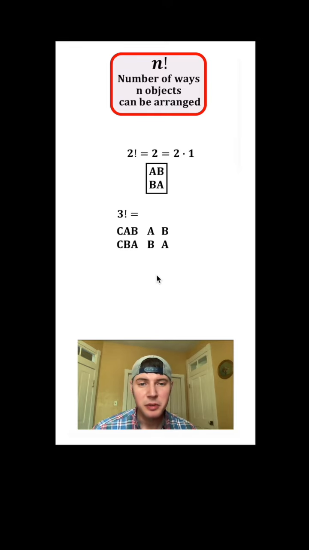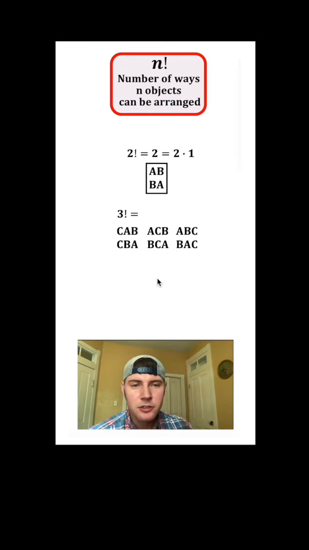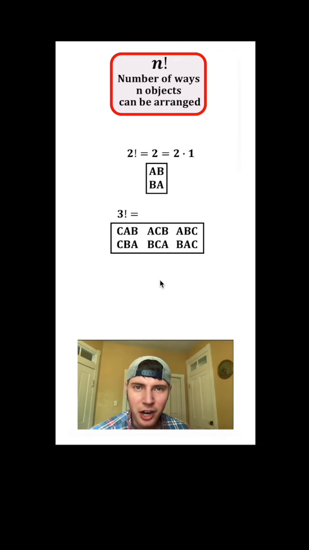So we can take our AB and our BA and copy it down here. And let's add a third letter C. So that gives us CAB and CBA. And if we copy these down again, this time we can put the C in between them and it gives us ACB and BCA, and then we can copy it down a third time and put the C's at the end. So these are all the different ways we can arrange 3 objects. I count 6, so this is equal to 6.